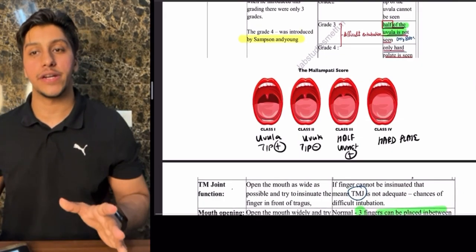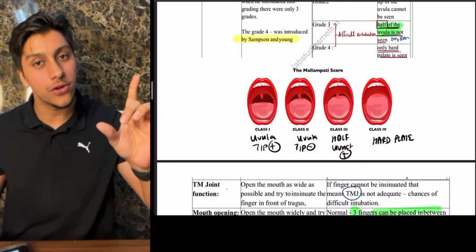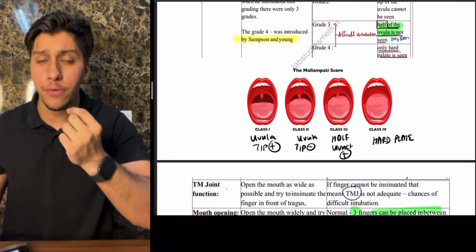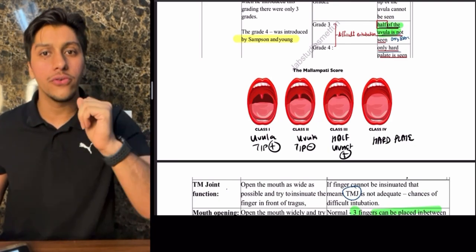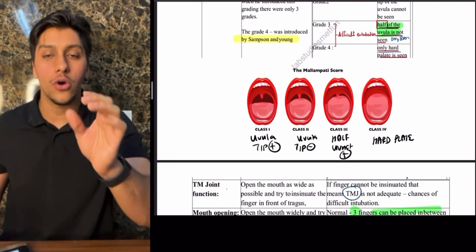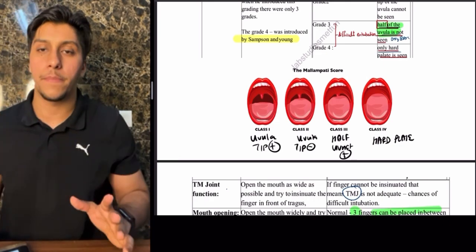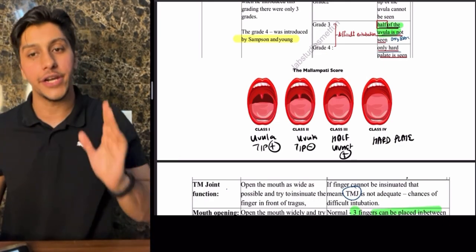Okay, so remember this Mallampati scoring. Class 1 is when you see the entire uvula. Class 2 is when you cannot see the tip of the uvula. Class 3 is when half of the uvula is seen. And class 4 is when there is no uvula, only the hard palate is seen. That is your Mallampati scoring for assessment of difficult intubation.